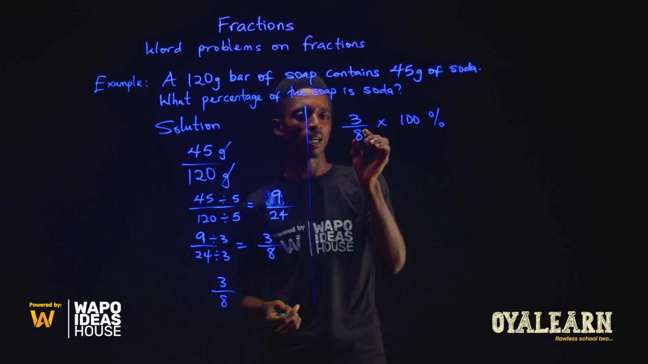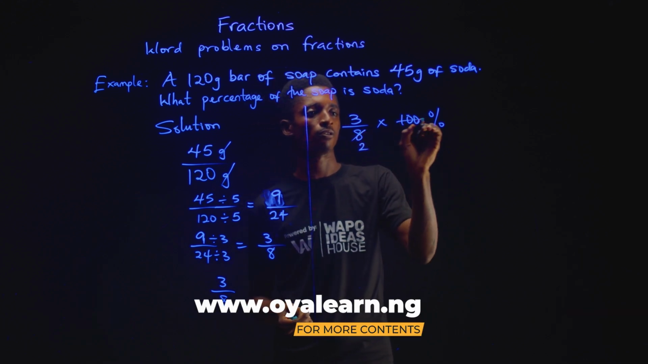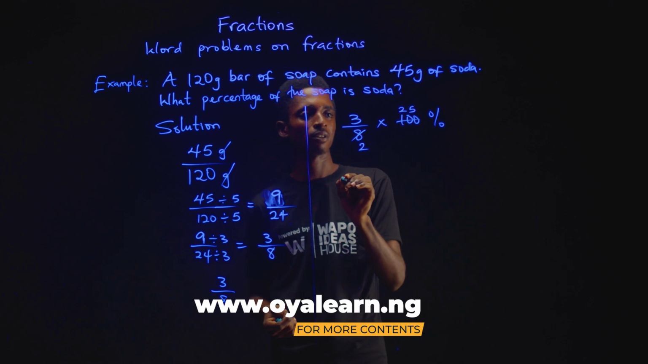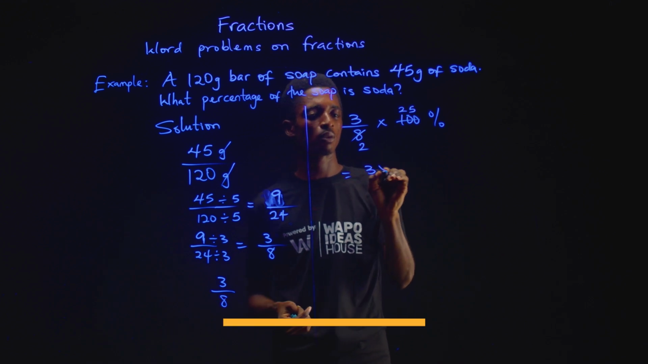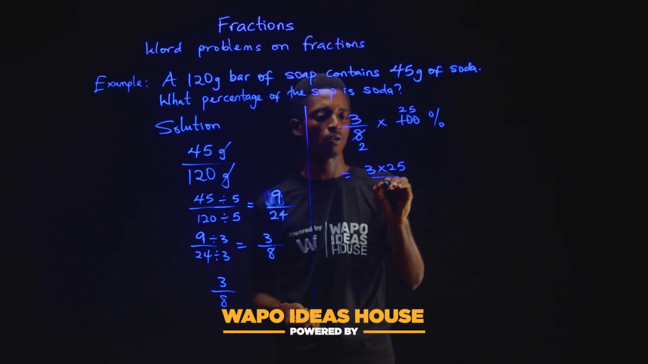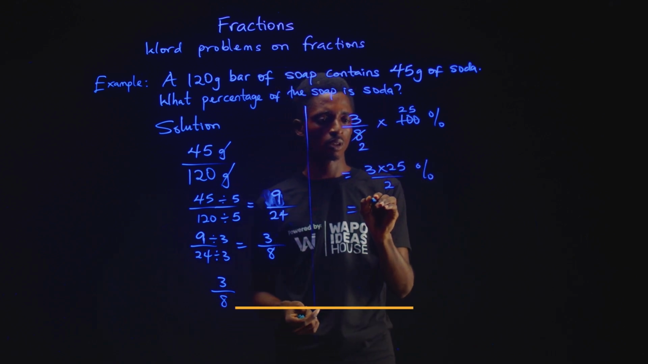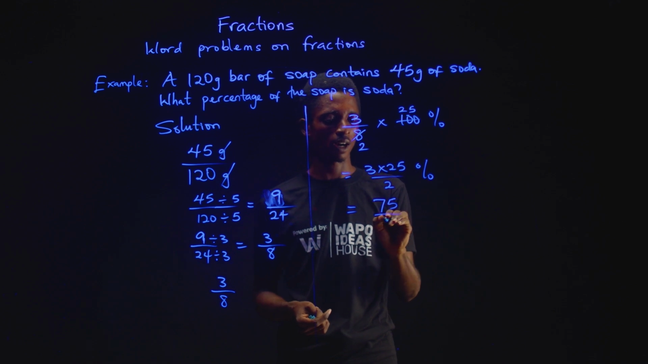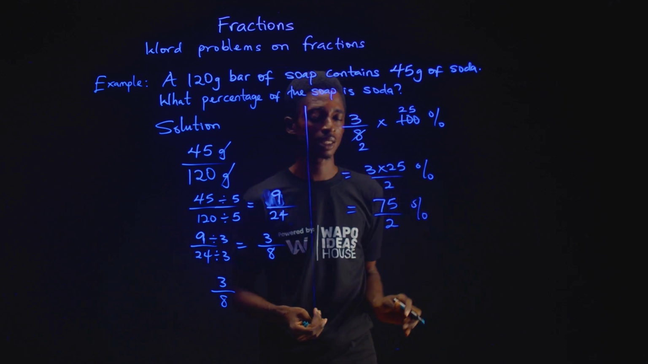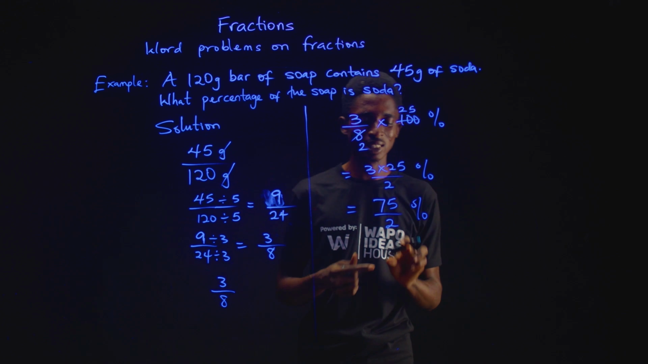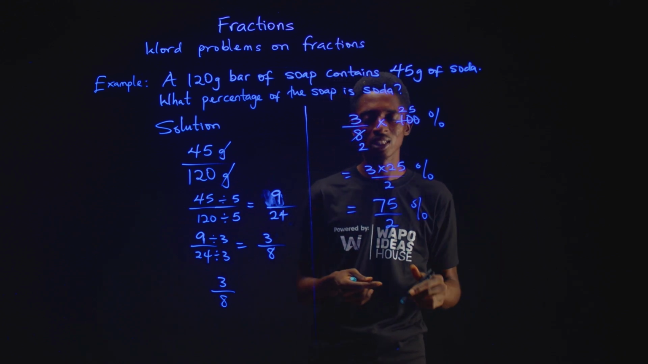Now when we break this down, 4 into 100 is 25. This brings us to 3 multiplied by 25 over 2%. And this will give you 75 over 2%.